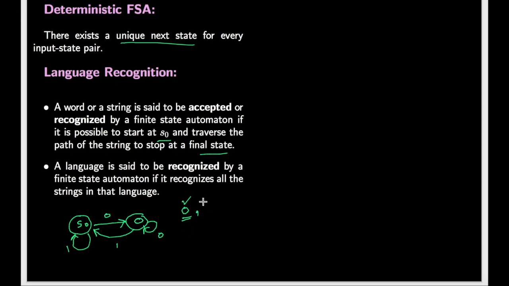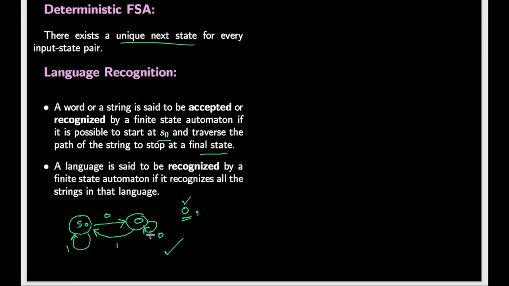Now if we find all the strings which are recognized by this finite state automaton, then we have a language. So the set of all strings which are recognizable by a finite state automaton is the language. This is what is written here: a language is said to be recognized by a finite state automaton if it recognizes all the strings in that language.